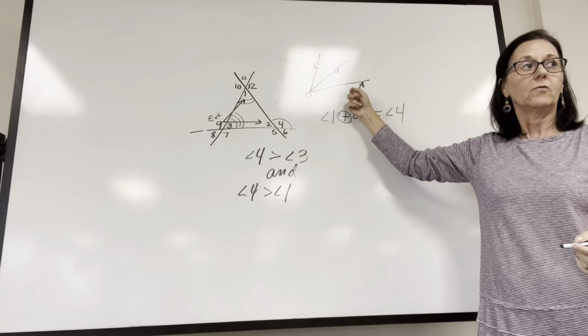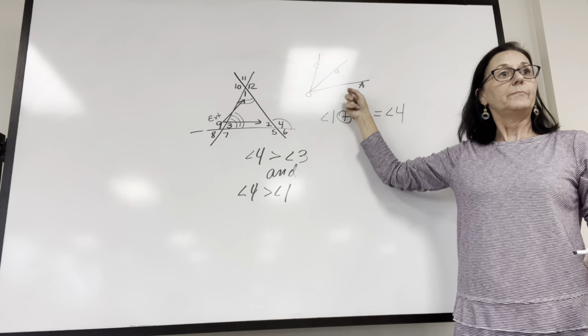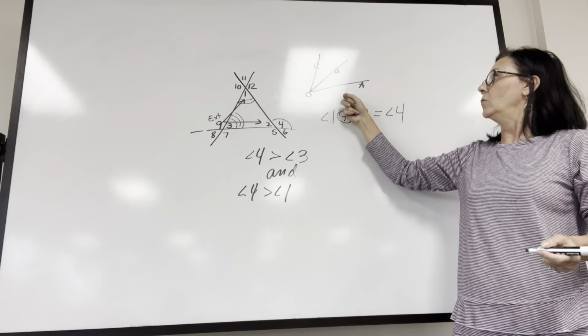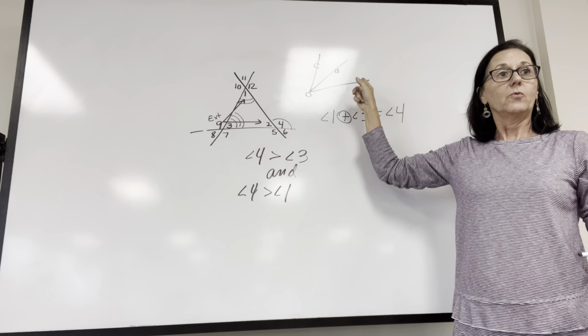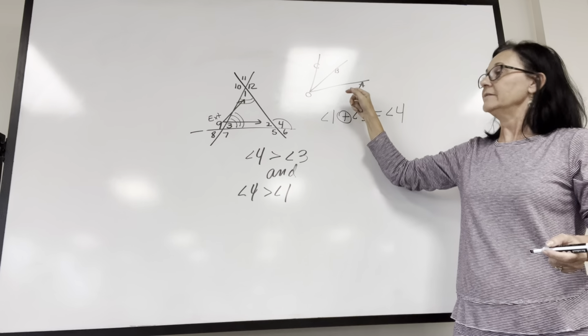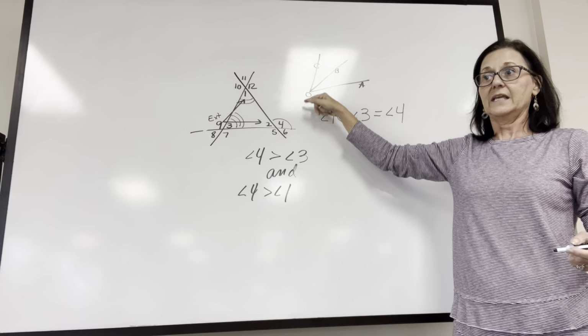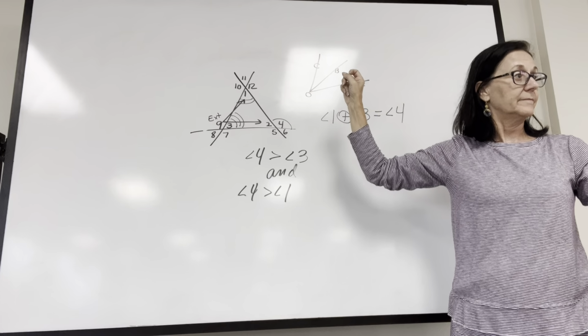What's the whole angle? COA. What parts make up the whole angle? COB plus BOA. Right. So the whole angle COA is greater than COB. I could say that. That's whole greater than part. Or I could say COA is greater than BOA.